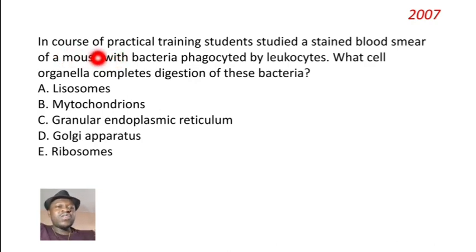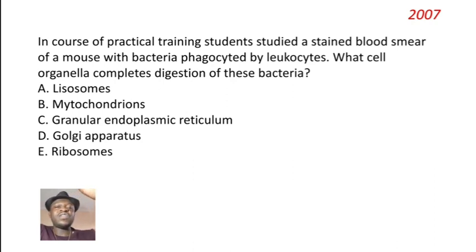Okay. In course of practical training, students studied a stained blood smear of mouse with bacteria phagocytized by leukocytes. What cell organelles will complete the digestion of this bacteria? Okay, I said the lysosomes.